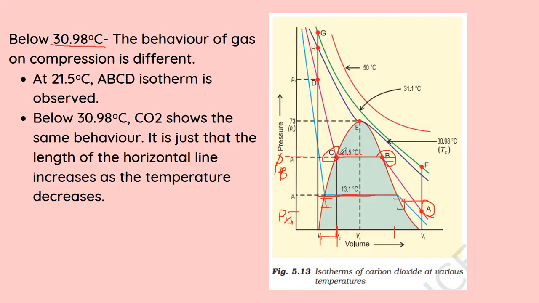And C also shows that the process of condensation is complete. Below this particular 30.98, you will have the same graph which is observed. So it will come to here, it will show flat and go up. So at various conditions of temperature, you will have the exact same thing that is observed, the same shape of the graph.